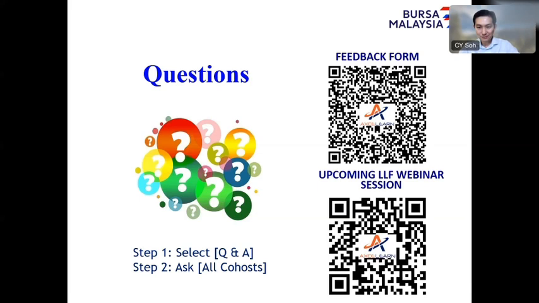Yeah, sure. Okay, so earlier on when you shared about the Heiken Ashi chart, there is one question related to Heiken Ashi. How can we change the price chart to Heiken Ashi in the trading platform?